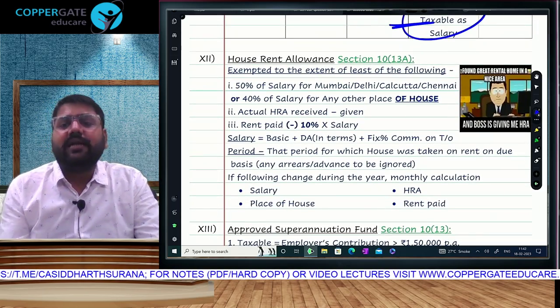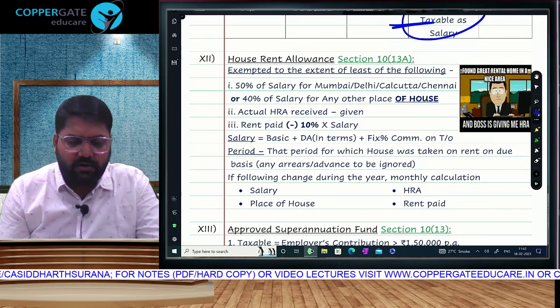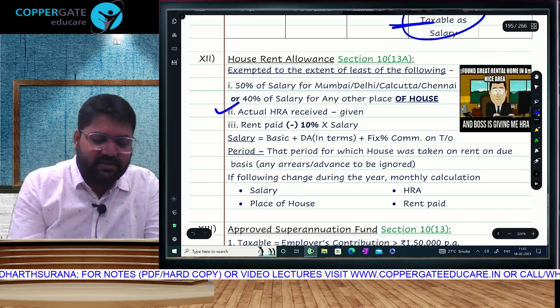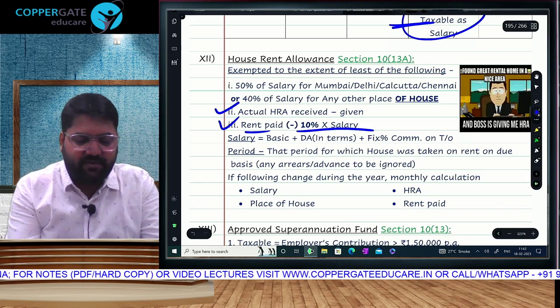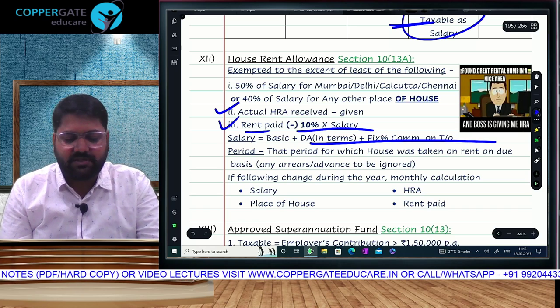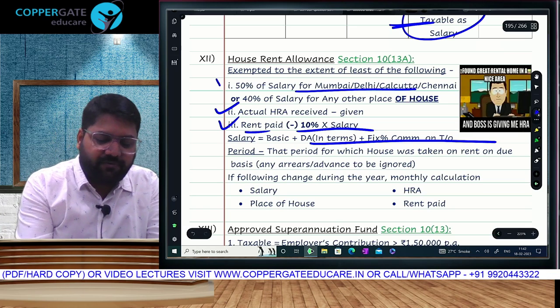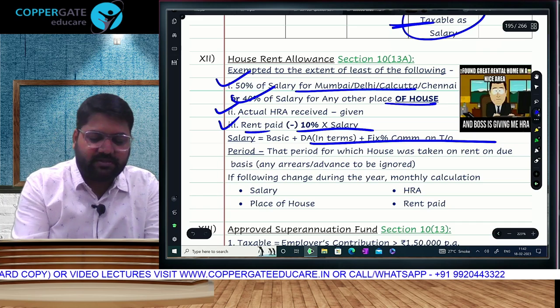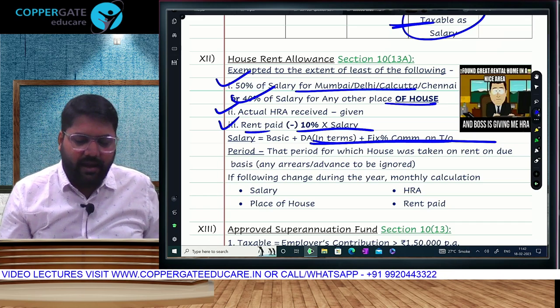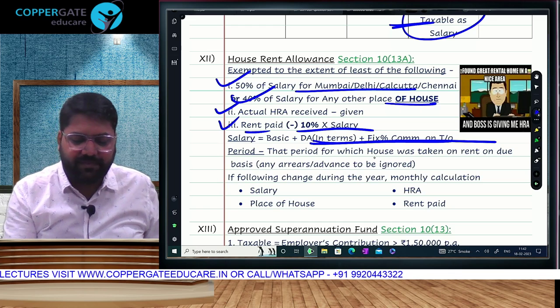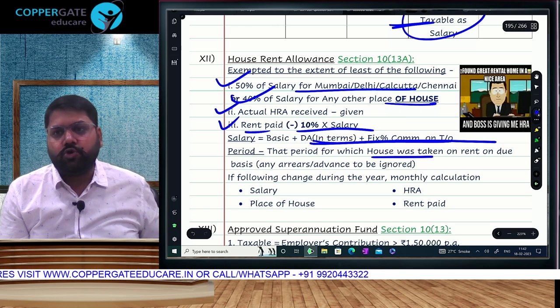Next, house rent allowance, when boss gives you money to pay rent of your house. So list of the following: actual HRA received, with the money you will be paying rent, so rent paid minus 10% of salary, that is basic plus DA terms plus fixed percentage commission. And for metro cities, 50% of salary, non-metro cities 40% of salary, same salary, whichever is lowest is going to be exempt. And the salary will be taken for the period for which you have taken the house on rent.